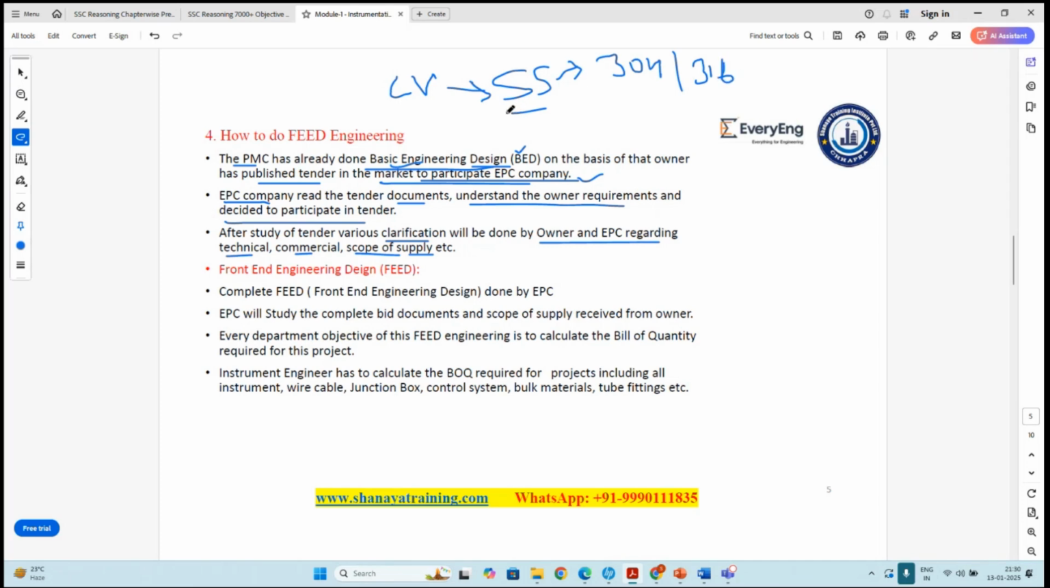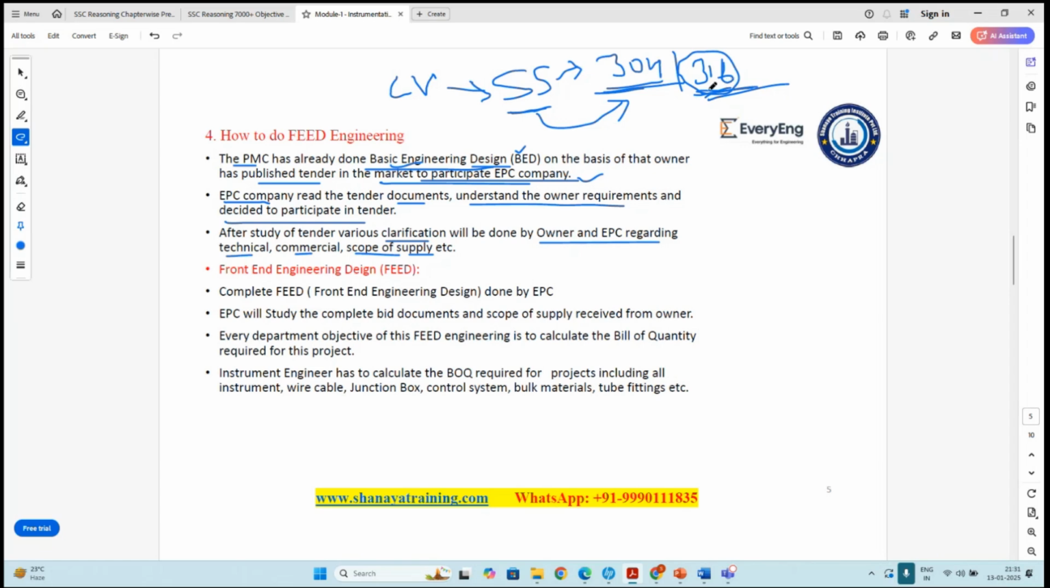Now suppose you do not clarify with the owner what he wants, either 304 or 316. If you take 304 by yourself, considering SS means 304, and at a later stage the owner says no, SS means 316, then that is a problem. If you consider 316 at this stage and later the owner says no, I was looking for 304, then in the tendering you have considered an over budget, over price, and you might be out of the tender. So to avoid those problems, we need to clarify each and everything which is not clear under the scope of supply by the owner.